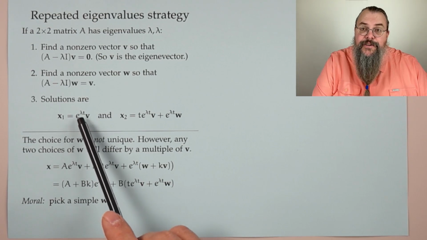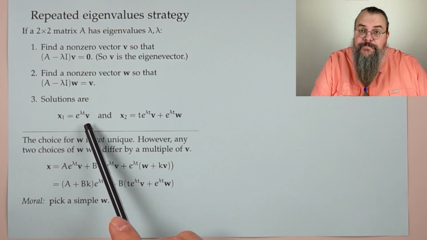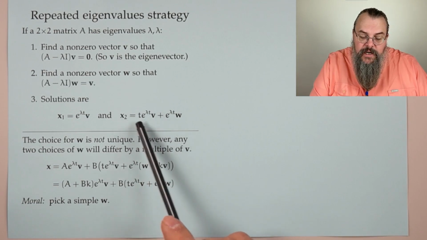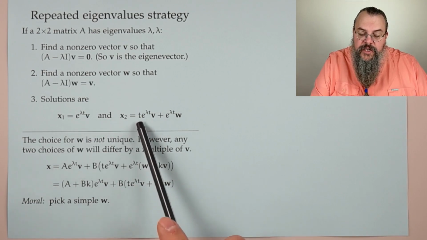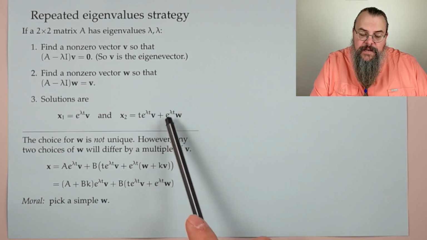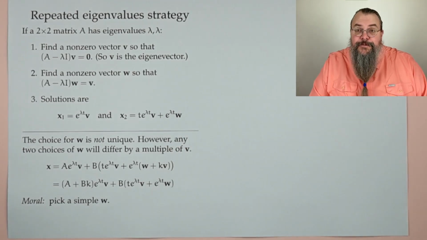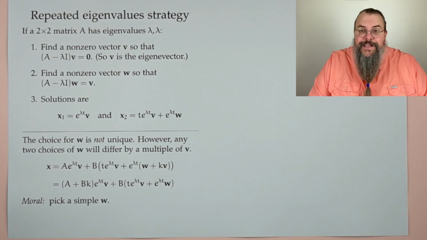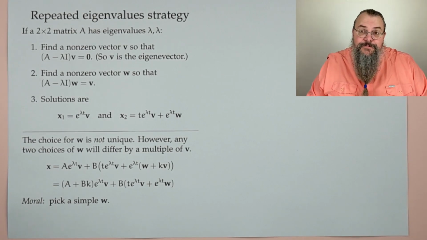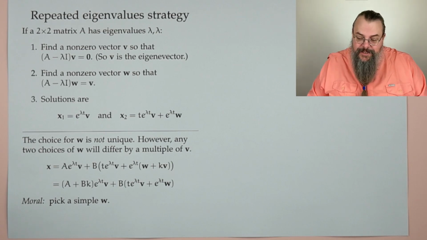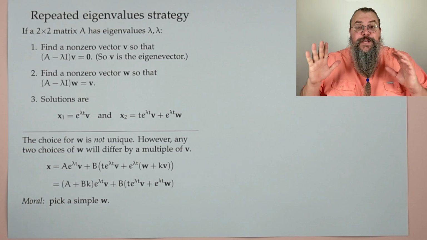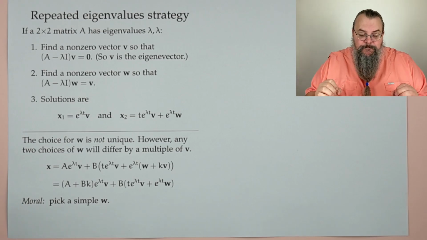All right, and now, after you've done that, our solutions are, well, the one that we're used to, e to the eigenvalue t times the eigenvector, and our second solution is where we've bumped up our first solution, added a t, and then added a little fixing term, e to the lambda t times w. All right, now some comments. Our choice for w is not unique. In other words, there's lots of choices that we could have made.